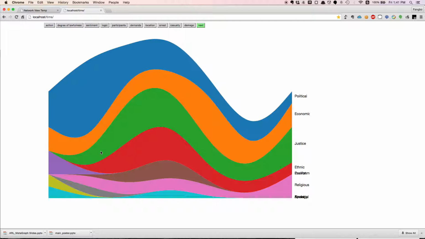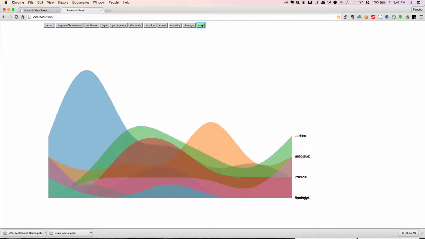From this chart, we see that political demands have the largest volume, and we see how different demands evolve over time. This is a curve for political, this is a curve for justice. If we click the next button here, we get an overlapped view. So we can study different demands one by one, and we see that the political demand was highest in the middle of 2009, and the ethical demand was highest in early 2010.